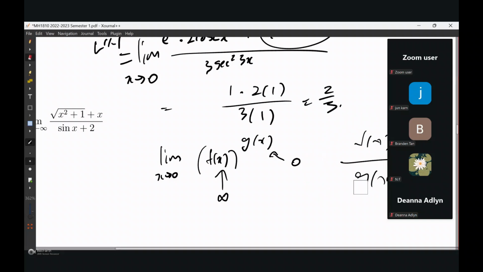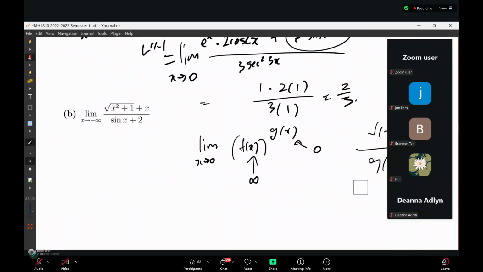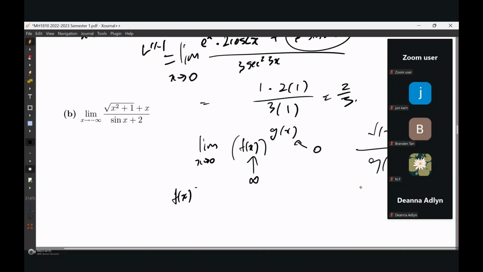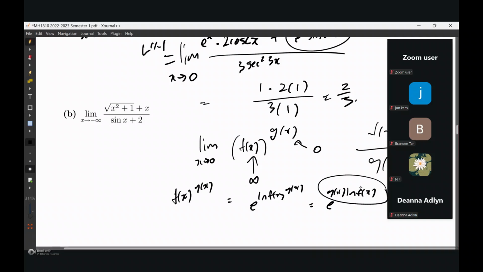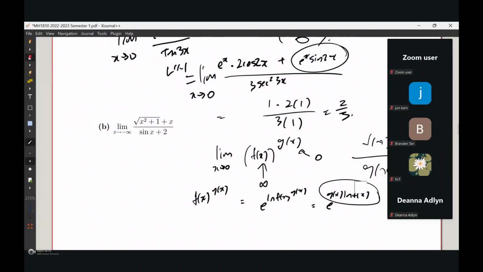If this happens, what you have to do is apply the e to the ln trick. Instead of f(x), you have f(x) to the power of g(x). You can make this equal to e to the power of ln of f(x) to the power of g(x), which equals e to the power of ln f(x) times g(x). Then you can convert this to a fraction and apply L'Hopital rule that way. Then you check what the power is. If this power is, let's say, 0, you have e to the power of 0, which is 1. If it's some other value, you can check yourself. Okay, thanks.